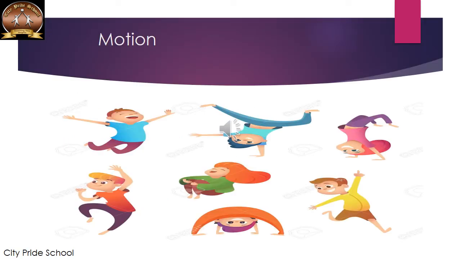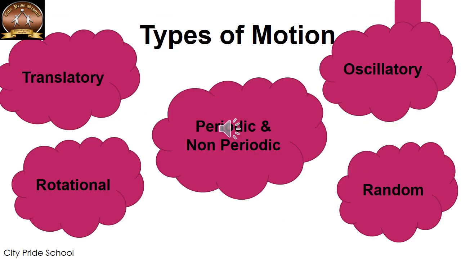Now motion, anything that is moving, is termed as motion. You can see all these children jumping around in different ways. Yeah, that's how children are, always in motion, right? Now this could be of different types. Okay, we'll see what are the different types of motion.